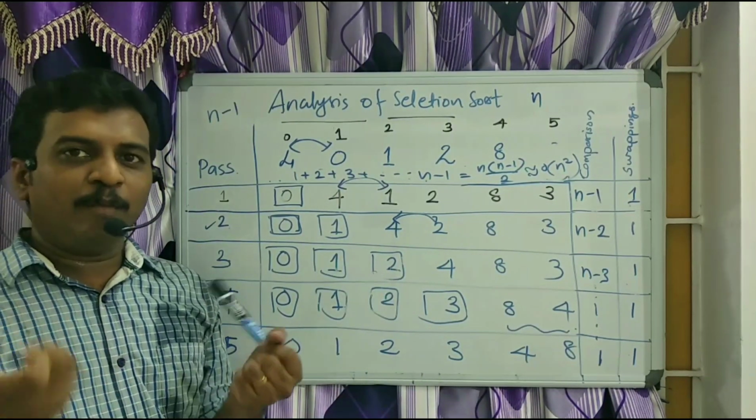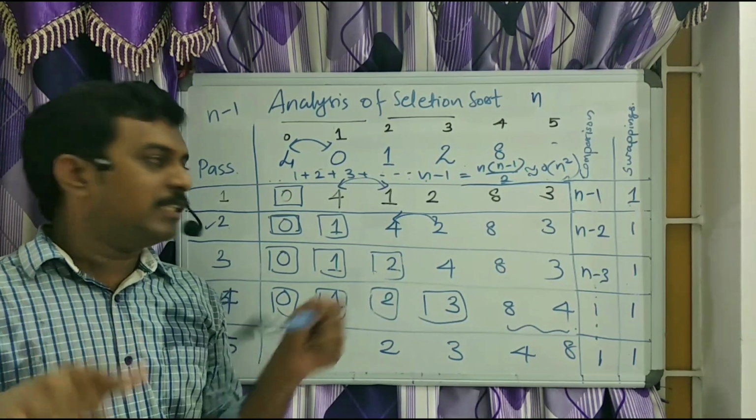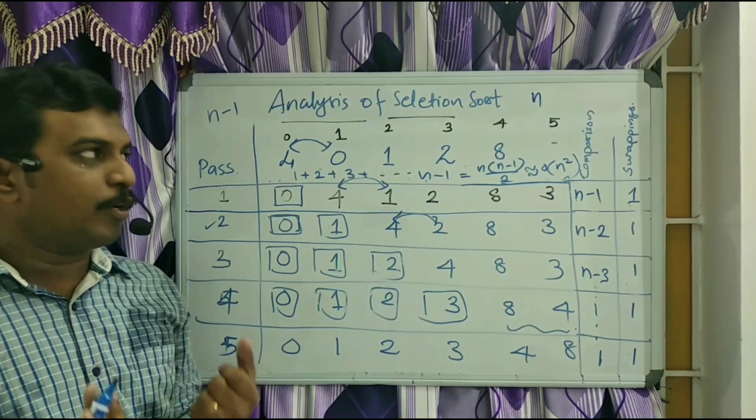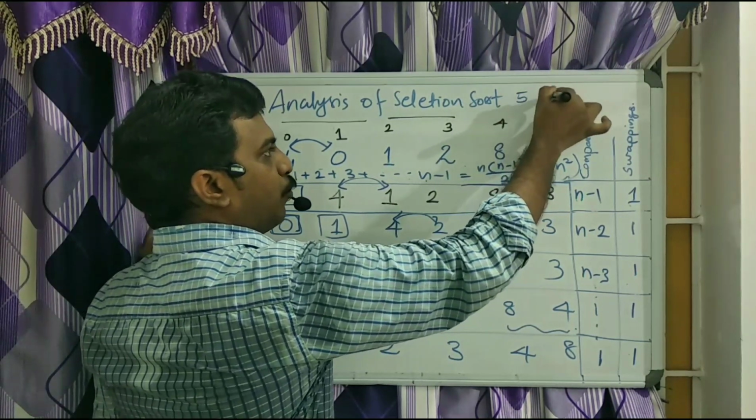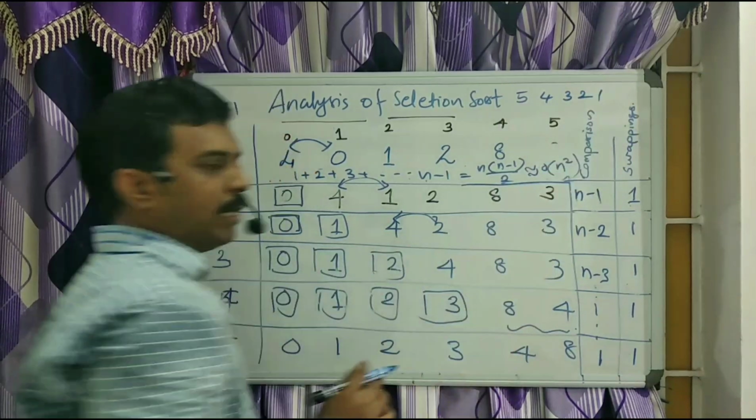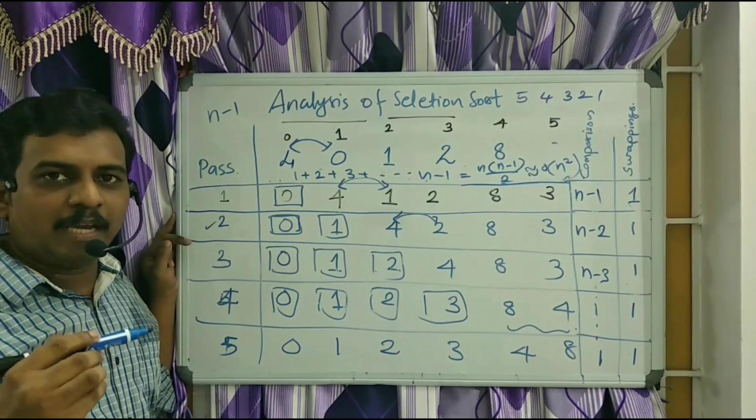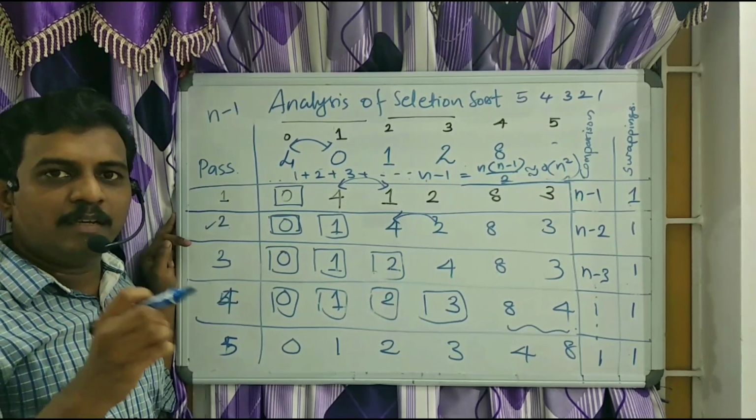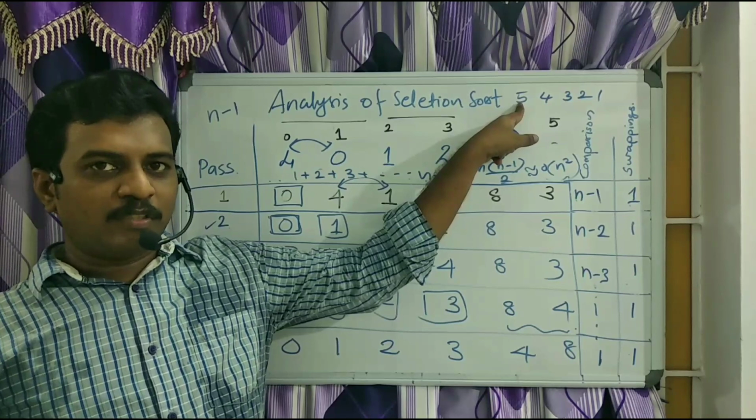When will we have at most one swap in each pass? What is the input combination? Suppose you are giving some elements 5, 4, 3, 2, 1. If you want to sort an array in ascending order and it is given in descending order, what will be the case? We will assume that this is the smallest value.